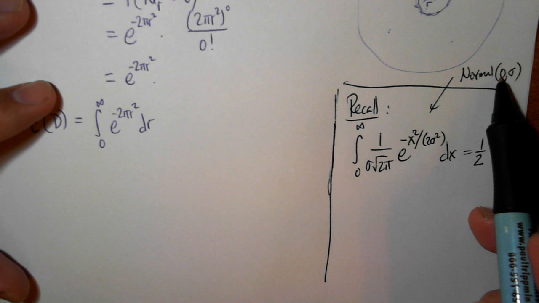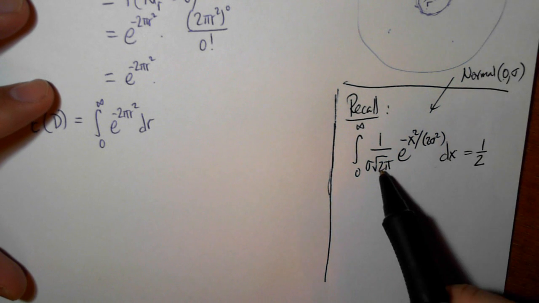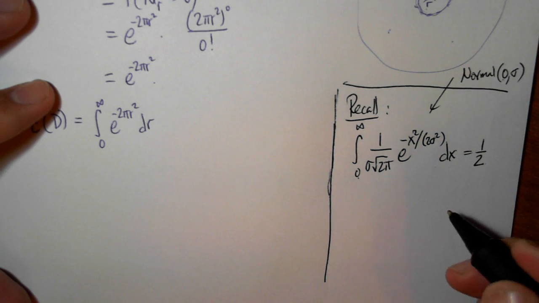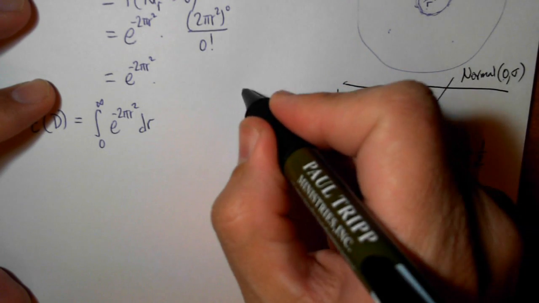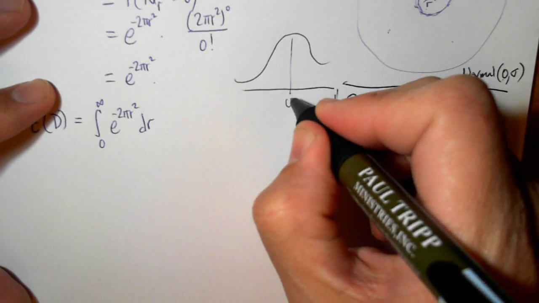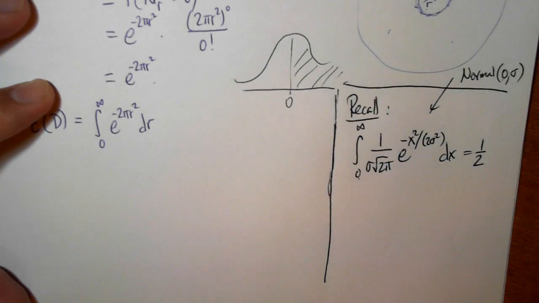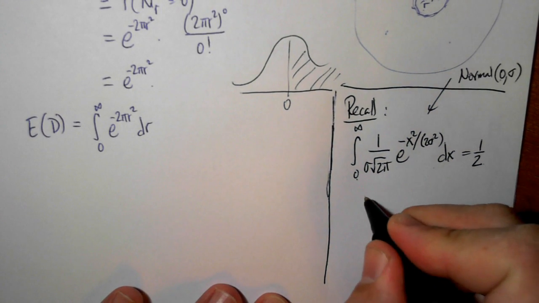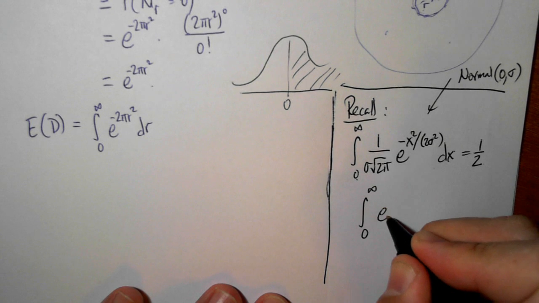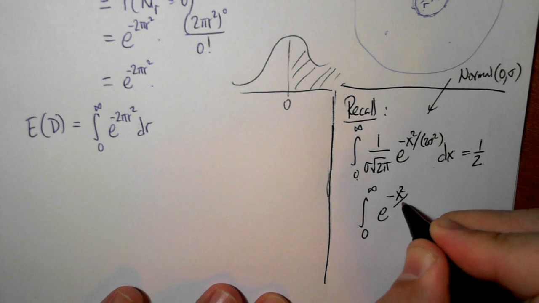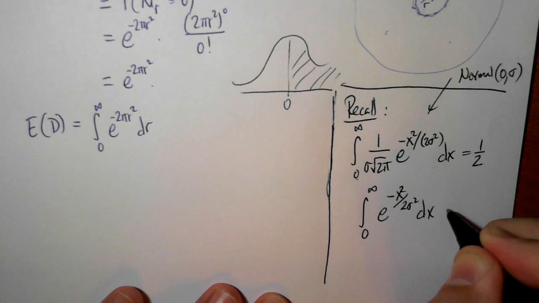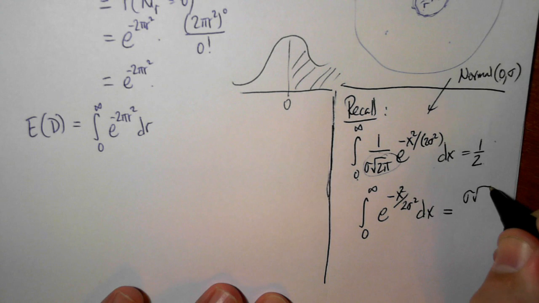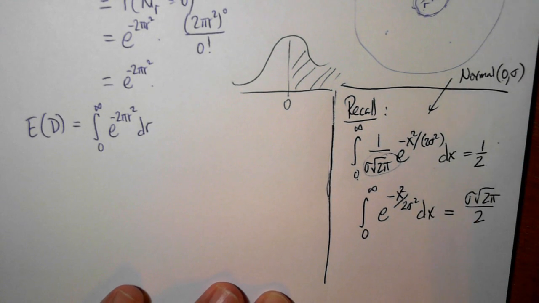And we know full well if the mean of a normal distribution is 0, then the area to the right of the mean is equal to 1/2. Half the area lies to the left of the mean, and half the area lies to the right. So the picture is I've got a bell curve, here's 0, and half the area must lie to the right. Okay, so in other words, the integral from 0 to infinity of e to the minus x squared over 2 sigma squared dx is equal to, if I bring this over to the right-hand side, sigma times square root of 2 pi over 2.